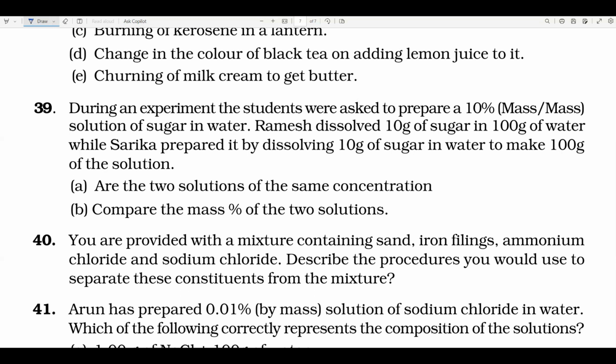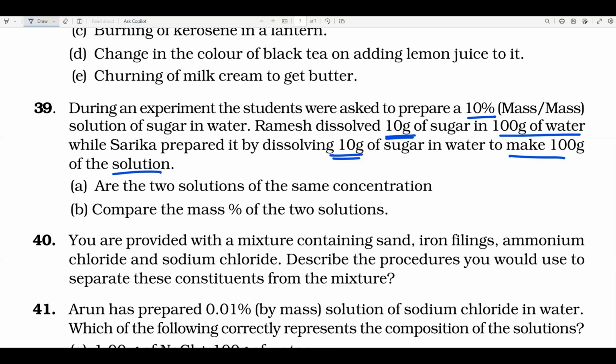Okay, so in this question, during an experiment, students were asked to prepare a 10% mass by mass solution in water. Ramesh dissolved 10 grams of sugar in 100 grams of water, while Sarika prepared it by dissolving 10 grams of sugar in water to make 100 grams of solution.